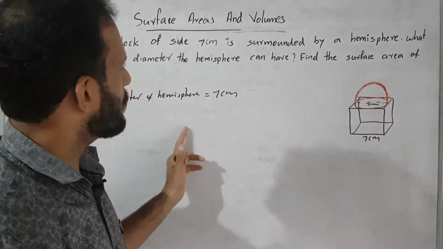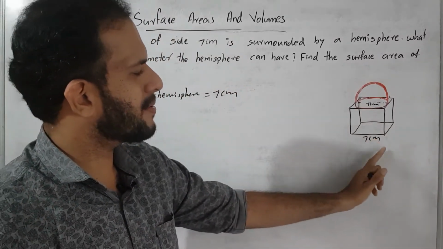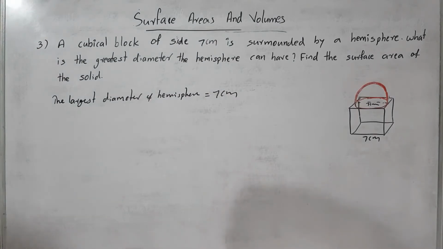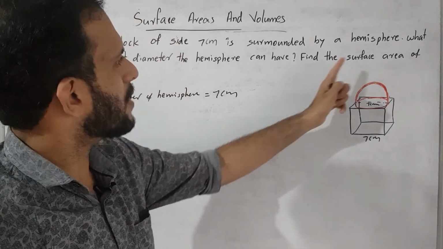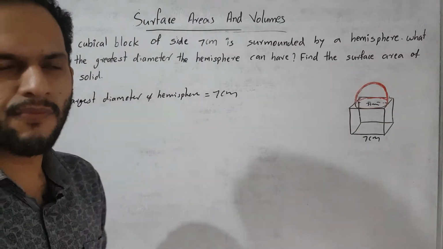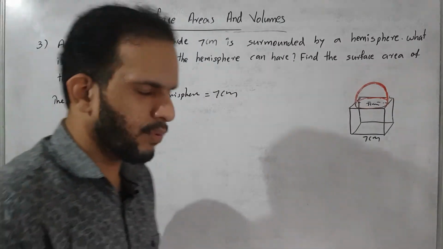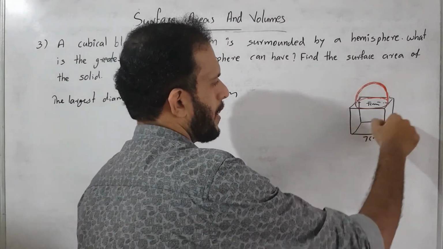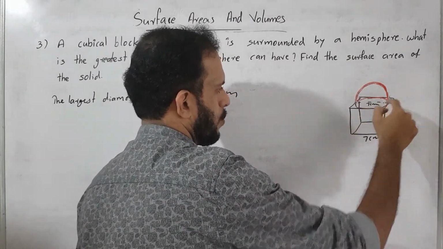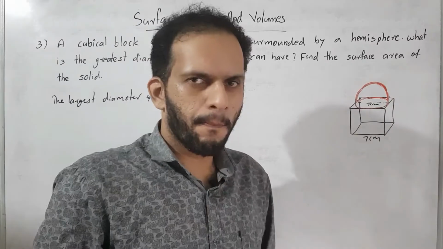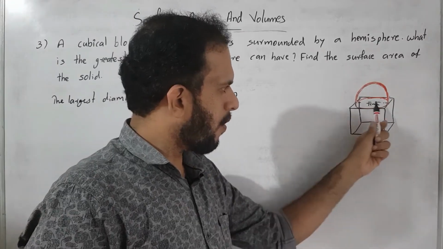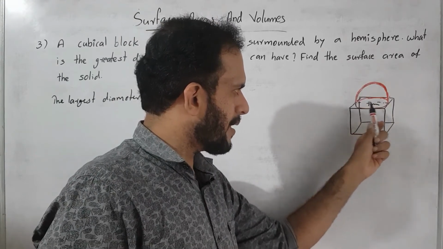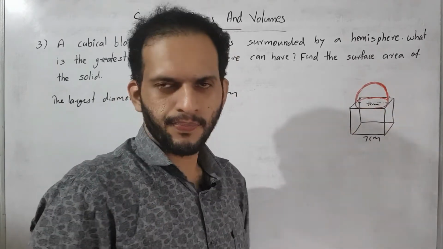Okay, so what is the side measurement of the cube? The side measurement of the cube is 7 centimeter. So the largest diameter of the hemisphere is equal to 7 centimeter. Then how to find the surface area of the solid? The surface area of the new solid is equal to, the base idea is the CSA of the cube plus 1 base face plus these 4 corner areas, correct, which are not covered exactly, so these areas, the corner areas.